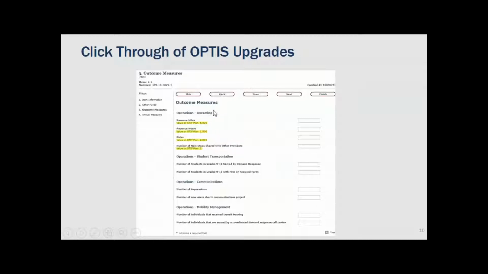So for example, in this operating project task, the communications pieces won't apply. There's no help text guiding you for that. And in the student transportation pieces, these were not elected in the STIF plan. So we're not expecting an update on those items.